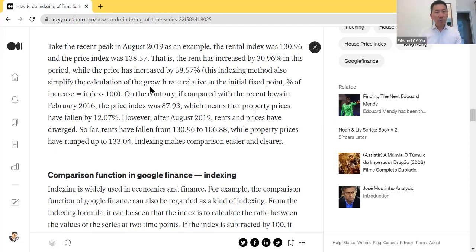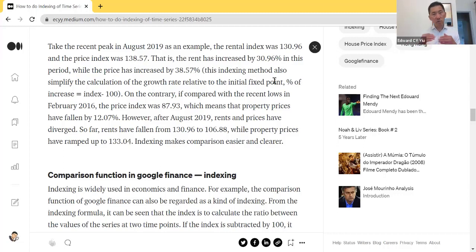Say, for example, if we take the recent peak in August 2019 as an example, the rental index was 130.96 and the price index was 138.57. These two figures are quite close. So the rent has increased by 30.96% and price has increased by 38.57%.